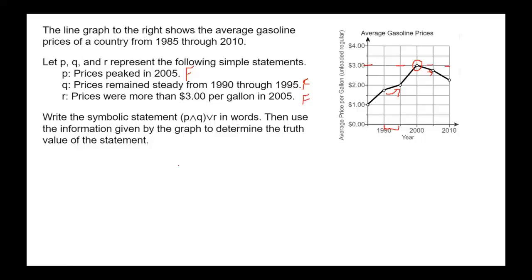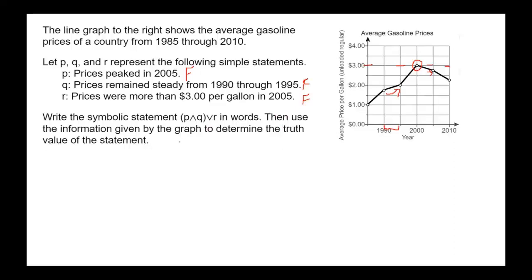Now, when we start to look at this next part, write the symbolic statement. We've got parentheses, P and Q, close parentheses, or R in words. We could go back up and look at those statements, and then I'm not going to write them all out here, but you would have a multiple choice you could choose, and you're looking for something that would essentially say, prices peaked in 2005 and remained steady from 1990 through 1995. Or prices were more than $3 per gallon in 2005.